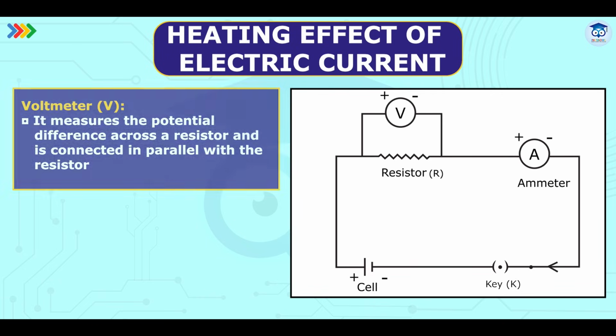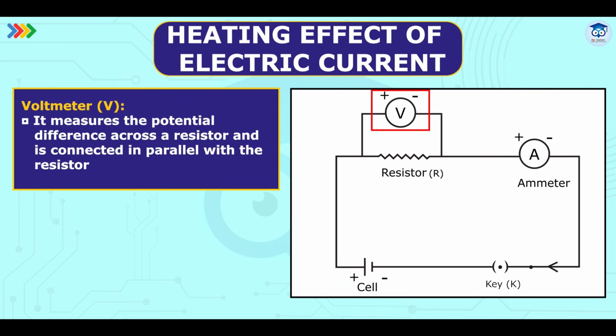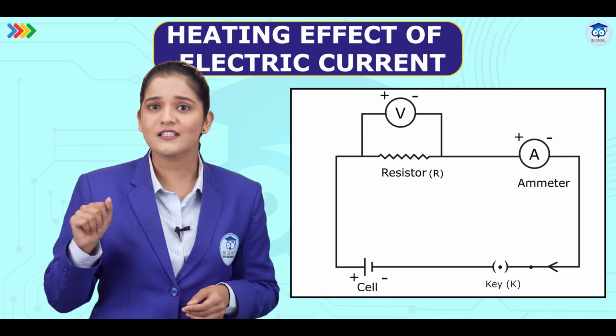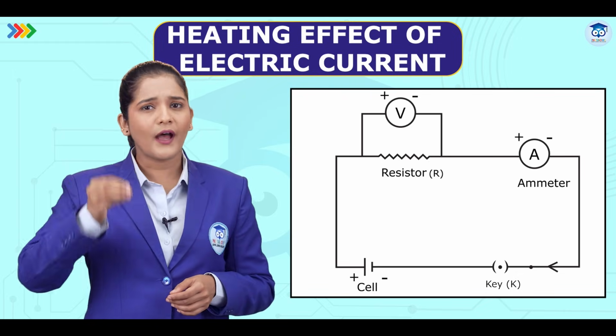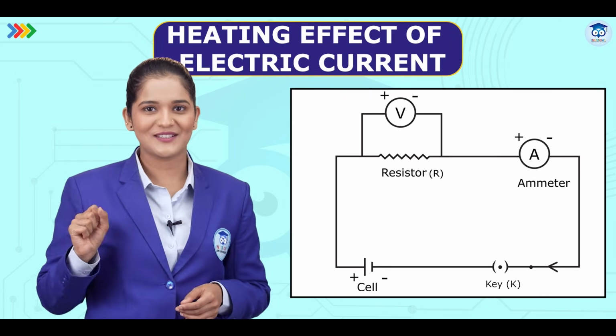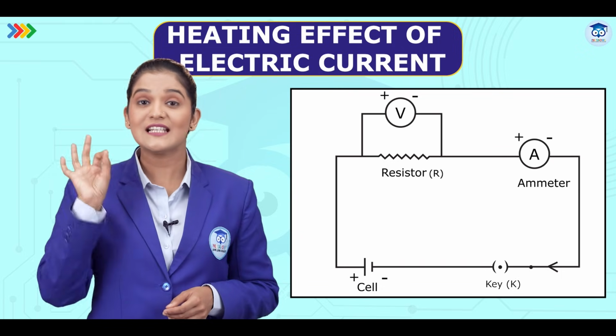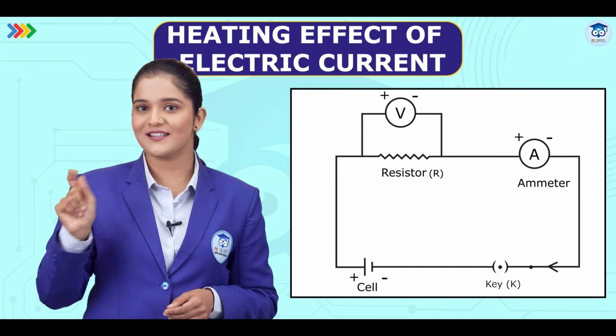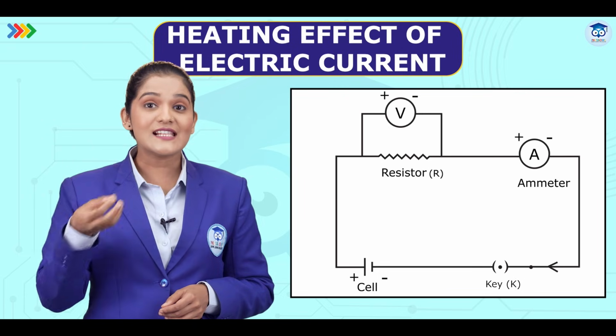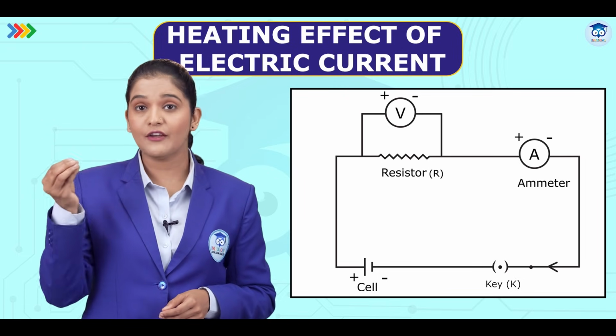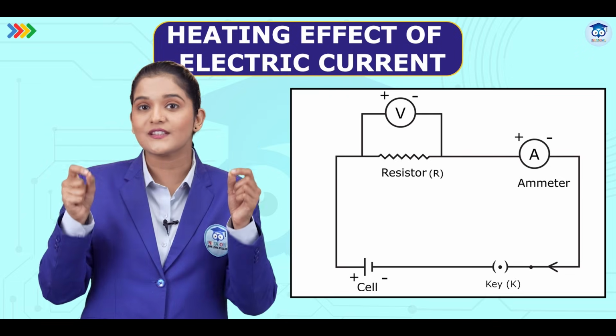Across the resistor, a voltmeter V is connected in parallel. Its function is to measure the potential difference across the resistor. When the key is closed, the battery drives a current through the circuit. The resistor opposes this flow, converting part of the electrical energy into heat. The ammeter provides the current reading, while the voltmeter displays the voltage drop across the resistor. Together, this setup effectively demonstrates the heating effect of electric current in a purely resistive circuit.